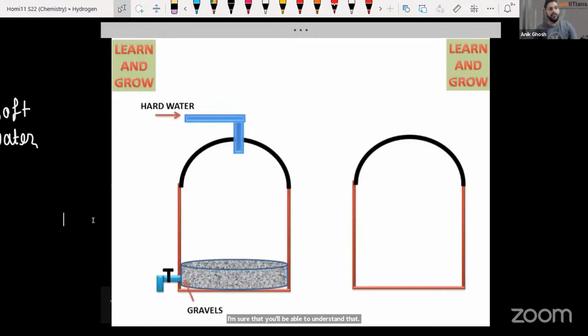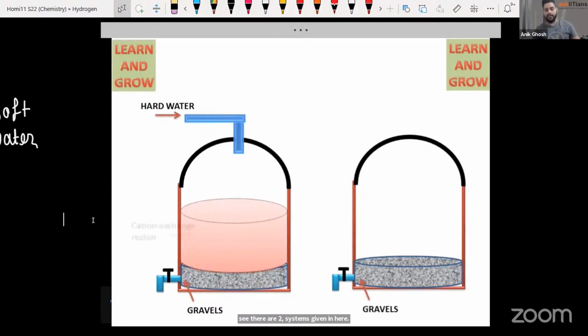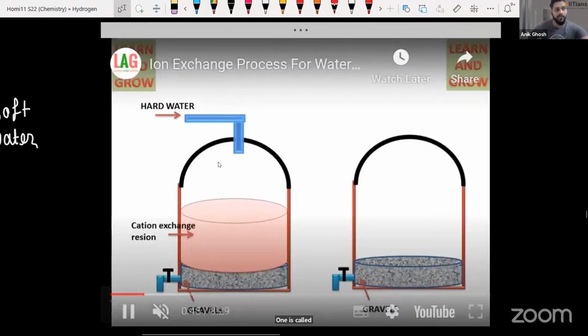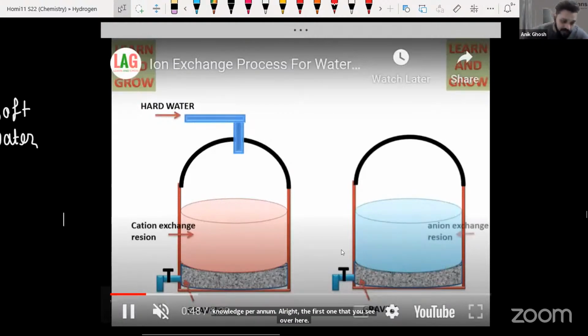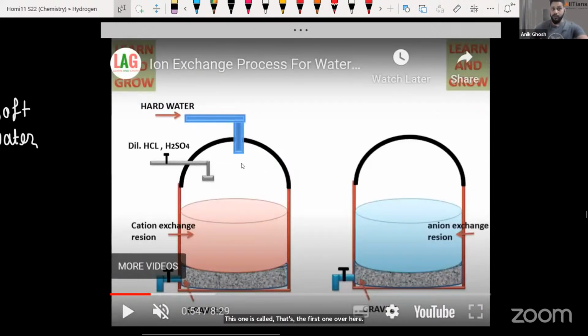I will tell you why it is. So, guys, first we are talking about ion exchange resin. Let me tell you what this is all about. You can see there are two systems given here. One is called cation exchange resin and the other one is called anion exchange resin. The first one that you see over here, the pink one, is called cation exchange. So guys, it has something to do with the cation, you can understand. And the blue one over here is my anion exchange.